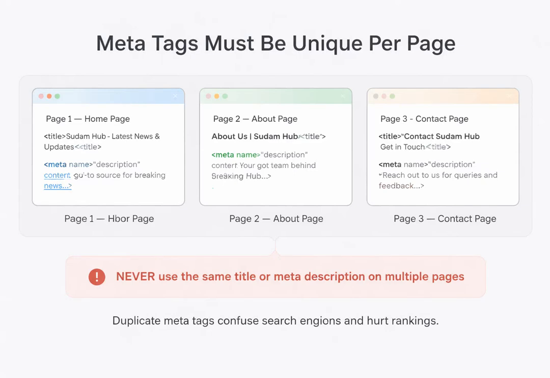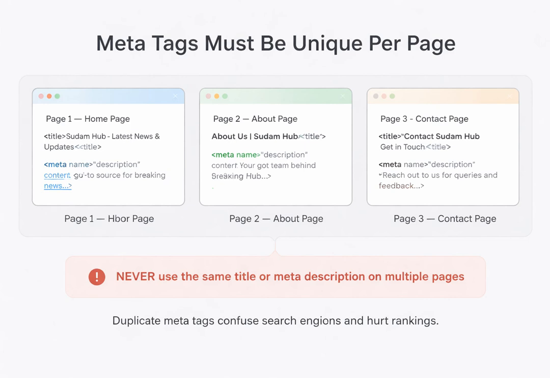Here's a rule that many beginners get wrong. Every single page on your website must have its own unique meta tags. This is especially true for the title tag and the meta description. Think about it from a search engine's perspective. If every page on your site has the same title, how does Google know which page is most relevant for a given search query? It can't. Duplicate titles and descriptions create confusion, and search engines may penalize your site or simply ignore the duplicates.